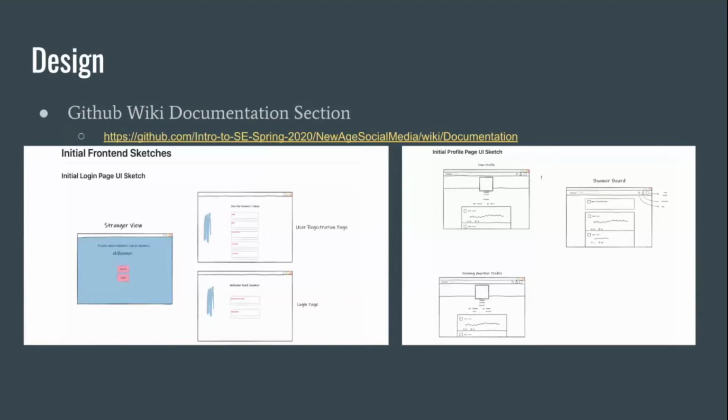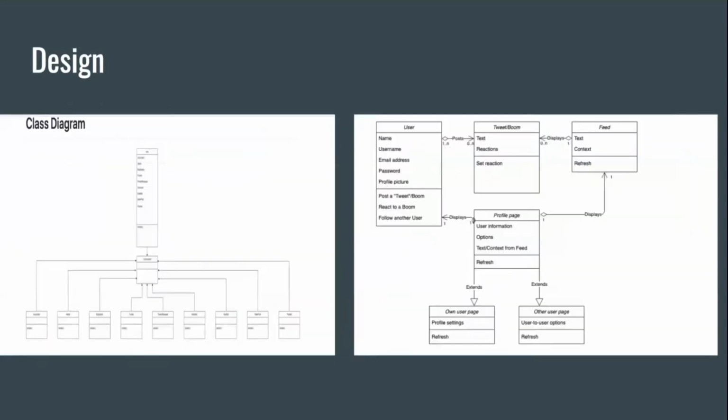And then we had the Boomer board, which is basically posts from people that you follow, boomers that you follow, and other users. So for the second design portion, we had class diagrams. On the right side, we have how our users interact with the booms and the feed. Under the user, we have name, username, email address, password, and a profile picture. And then we have the functionality: posting a tweet, reacting to a boom, and following another user.